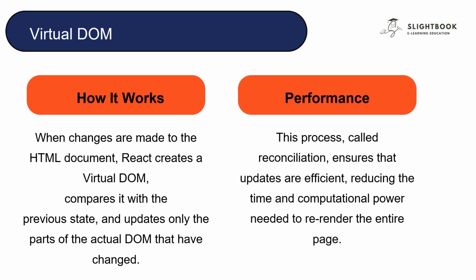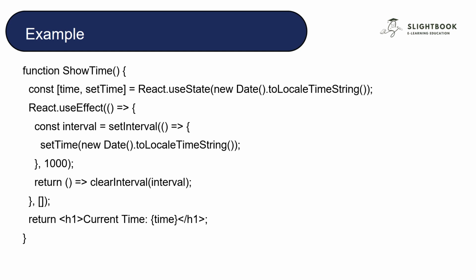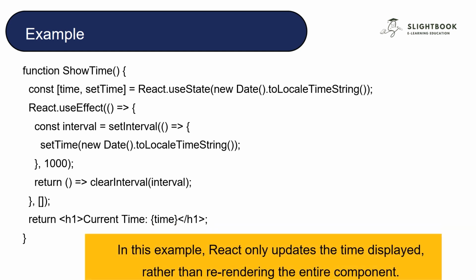This process, called reconciliation, ensures that updates are efficient, reducing the time and computational power needed to re-render the entire page. Example. In this example, React only updates the time displayed rather than re-rendering the entire component.